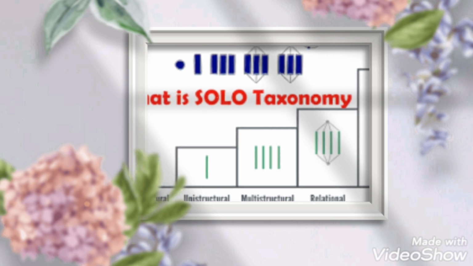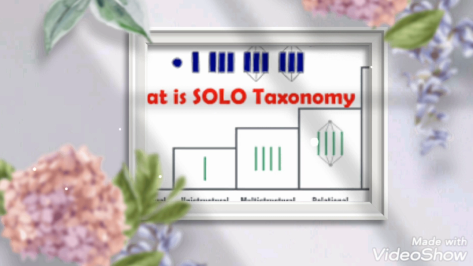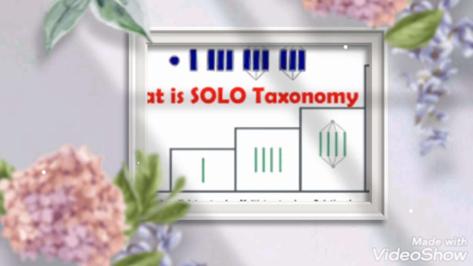As already mentioned, this level of SOLO taxonomy belongs to deep learning, and at this level the verbs that may be used are explain, cause, compare, analyze, contrast, relate, and integrate.